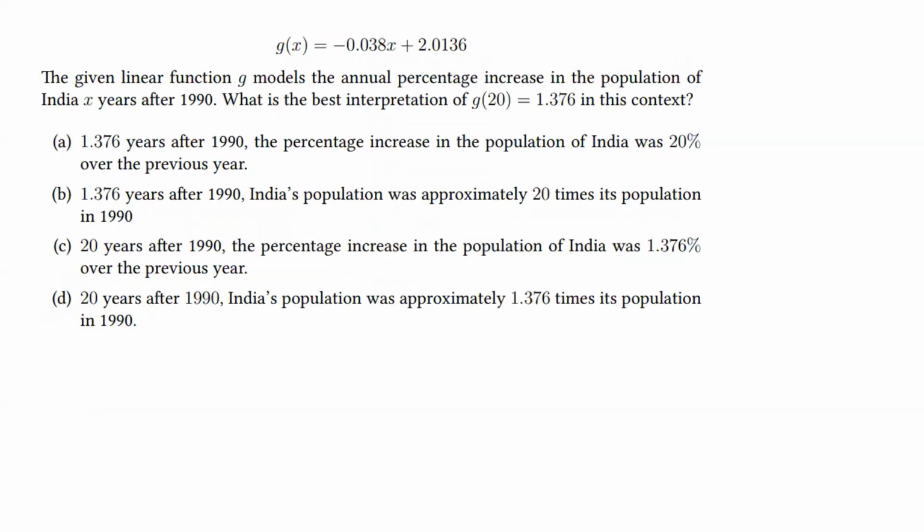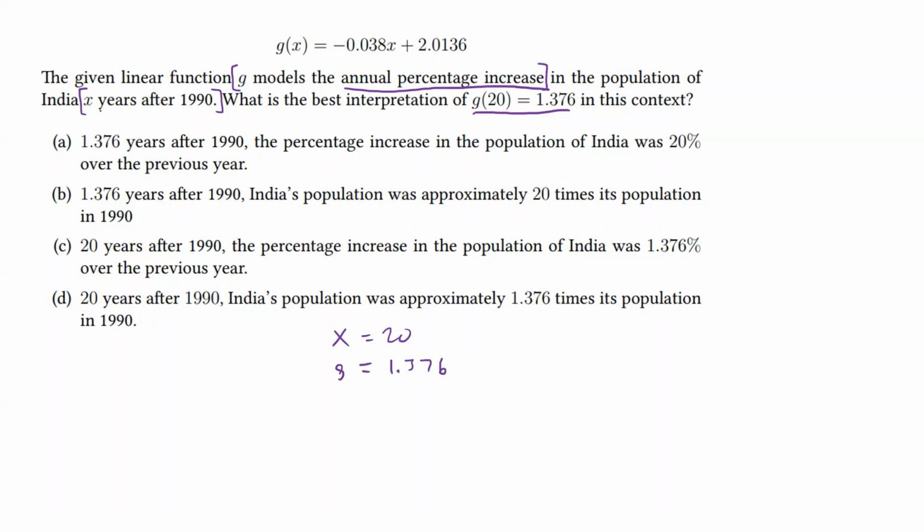Sometimes we interpret a linear equation model that is given to you. In this case, it is important not to confuse the labels that are given for the variables. G models the annual percentage increase in the population, whereas the variable x is concerned simply with the years after 1990. Thus, when we interpret G of 20 equal to 1.376, we understand that x is equal to 20 and G is equal to 1.376.